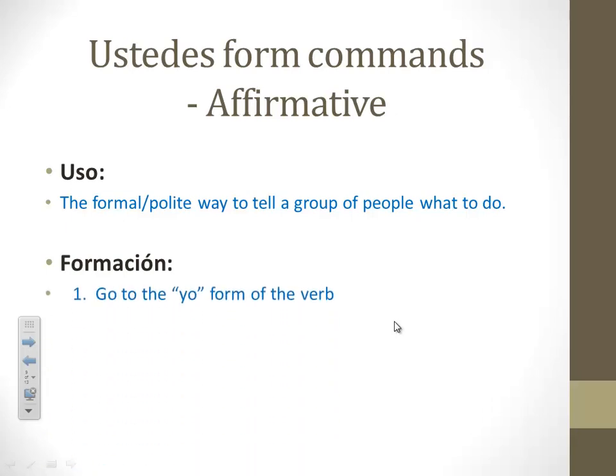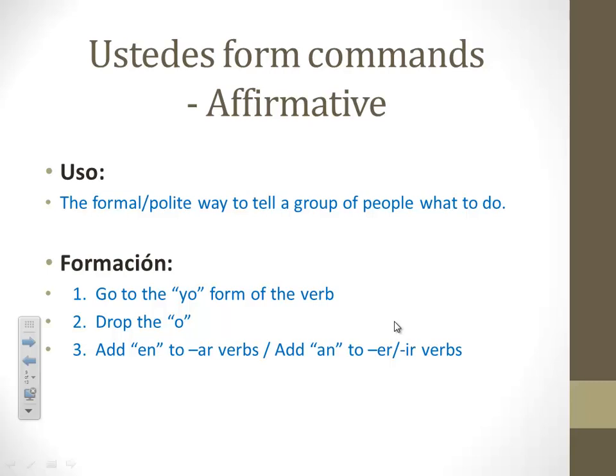So these steps will look familiar. Step 1, go to the yo form of the verb, present tense. Step 2, drop the o. Step 3, add the opposite ustedes form ending. So that's an en to an ar verb and an an to er-ir. If I was telling the class, please speak Spanish, hablen español. If I was telling the class, eat, por favor, coman.